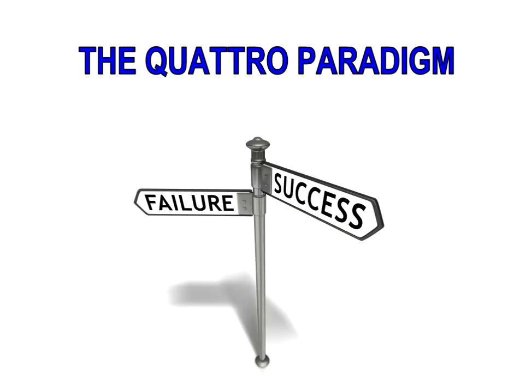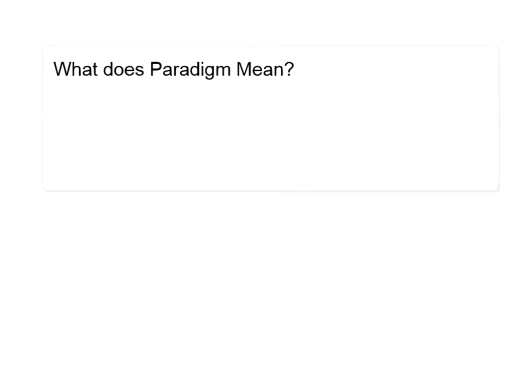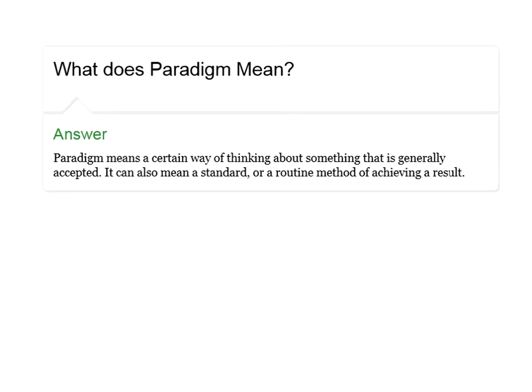This class will explore the QUATTRO paradigm. The methods we use to run our business and the way we think about these methods can make the difference between success or failure. Well, what does paradigm mean? Well, paradigm means a certain way of thinking about something that is generally accepted. It can also mean a standard or a routine method of achieving a result. It's basically how we look at things.